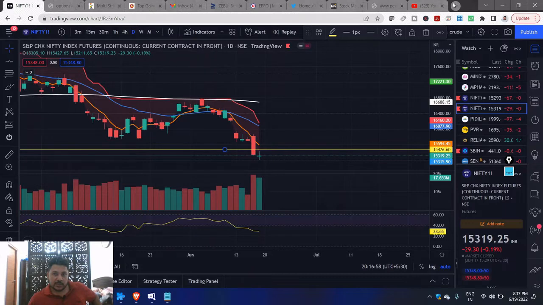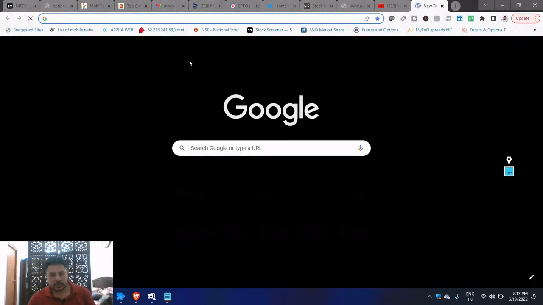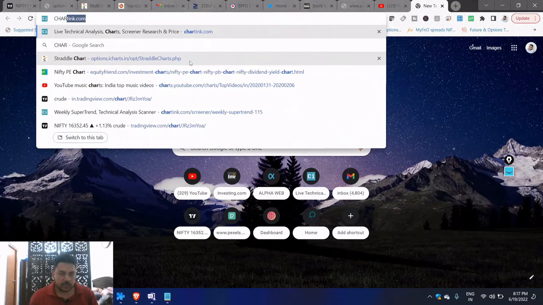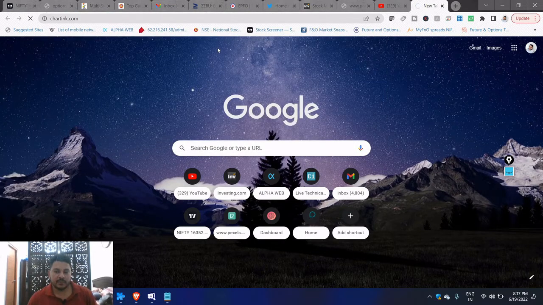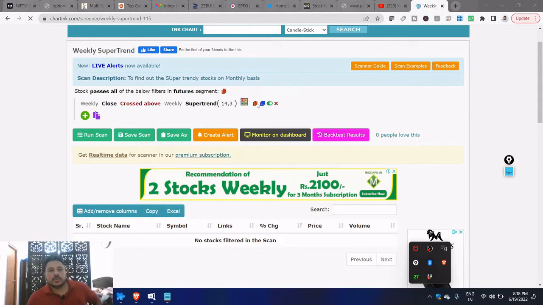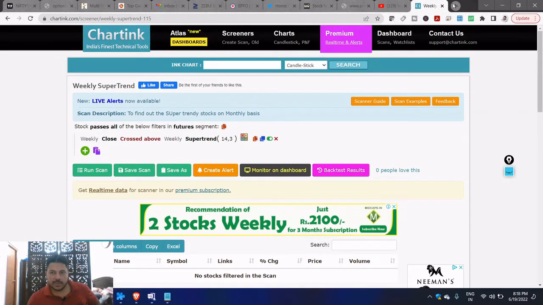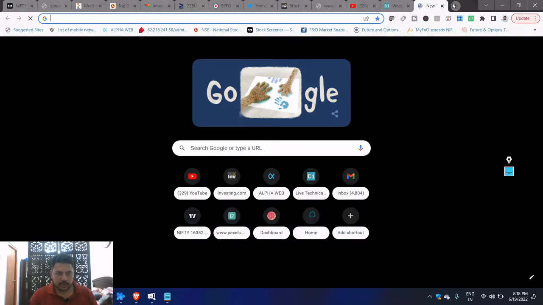Now let's go and check out stocks, to see if any stock is giving an entry on a weekly time frame. I don't see any stock closing above the weekly super trend. So we are not able to find any stock for investment right now, but you will be able to find a lot of stocks which are weak and can be shorted. There are multiple things you can do. We can go to top stock research.